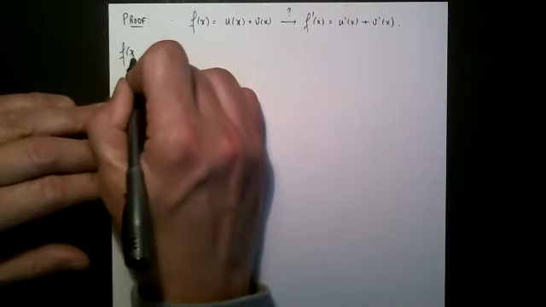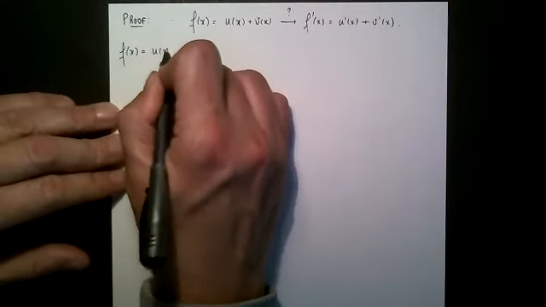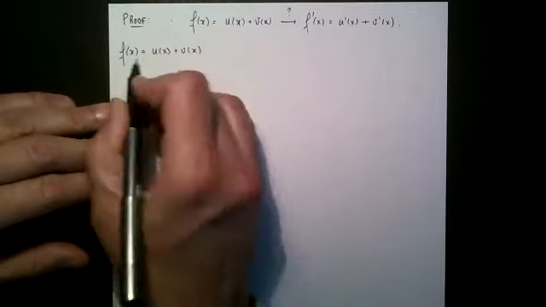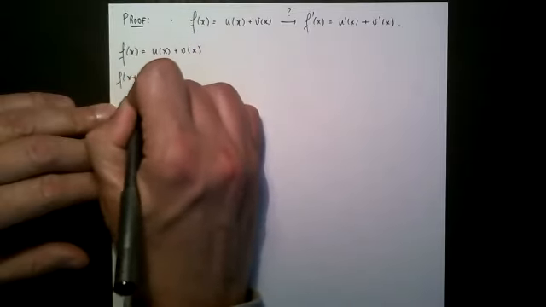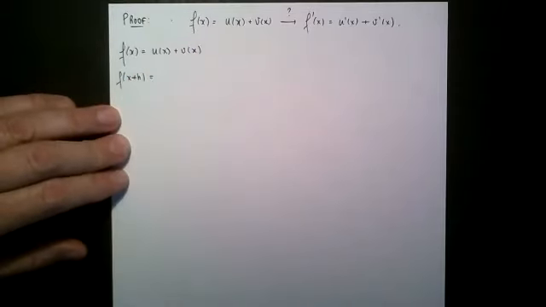So f of x is equal to u of x plus v of x. Then f of x plus h. What's f of x plus h?